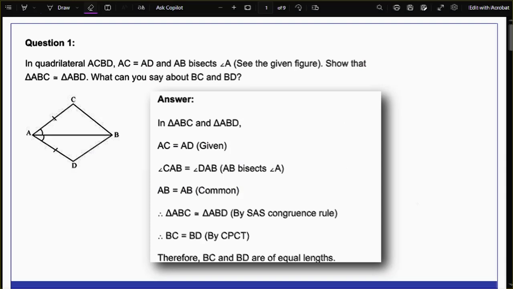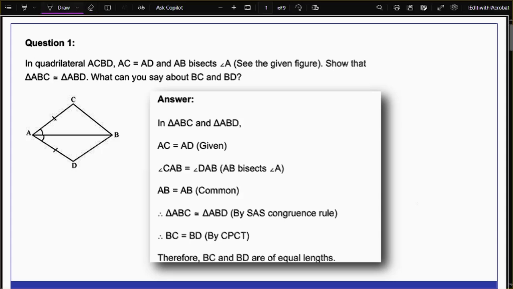In today's video, we'll learn about the first exercise of congruence of triangles, class 9. Okay, so this is the first question.